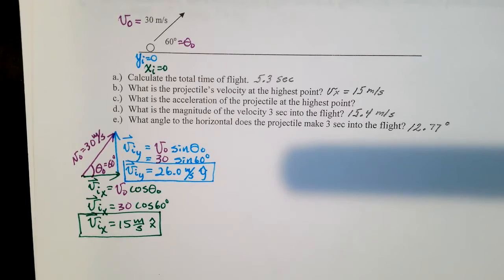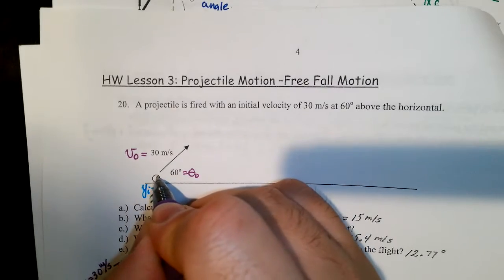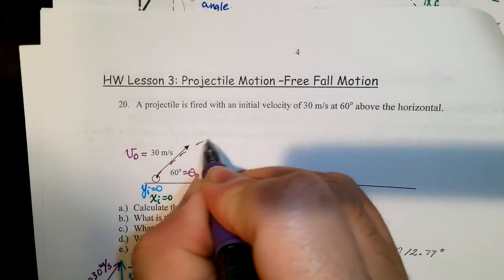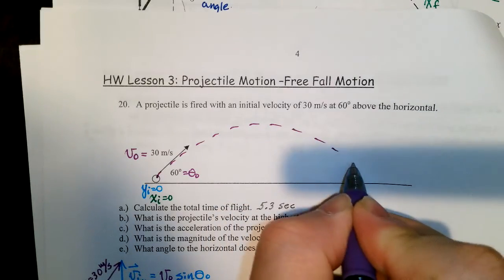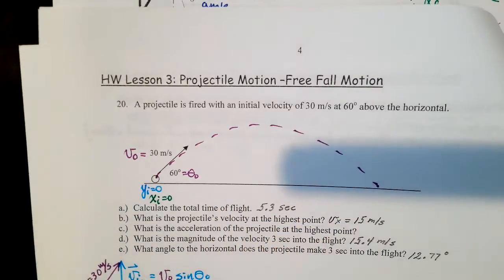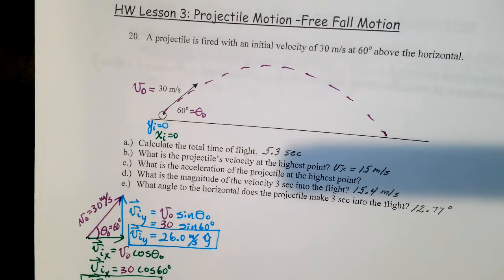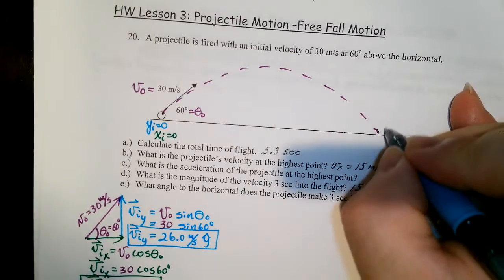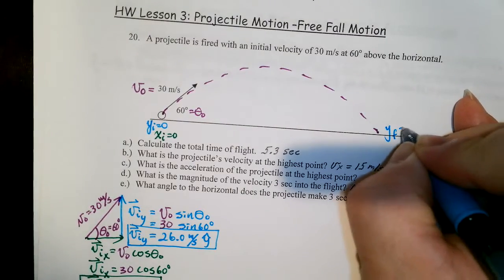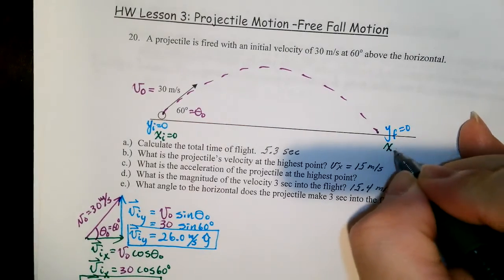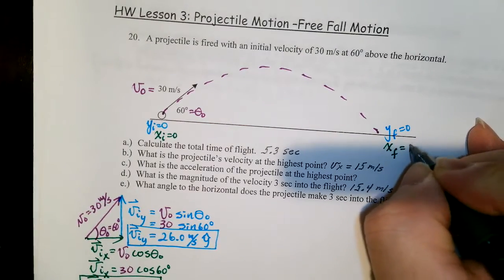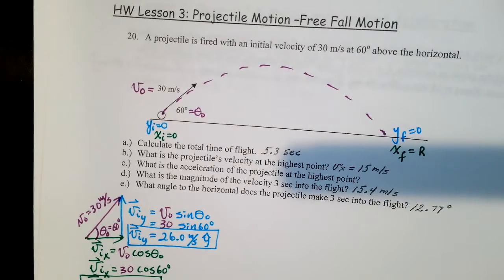So you know that this thing will travel in a parabolic path and land here on the other side, where your y final is 0, and your x final is basically the range.